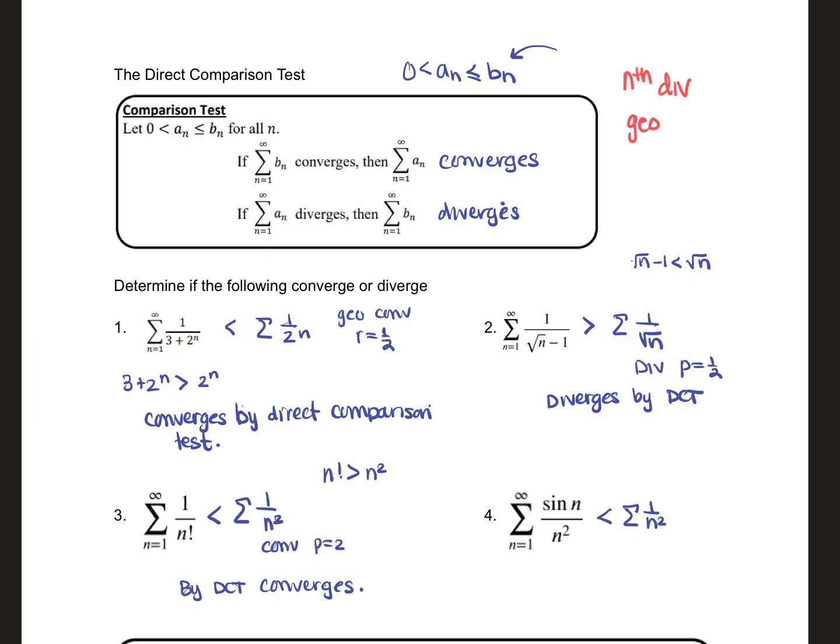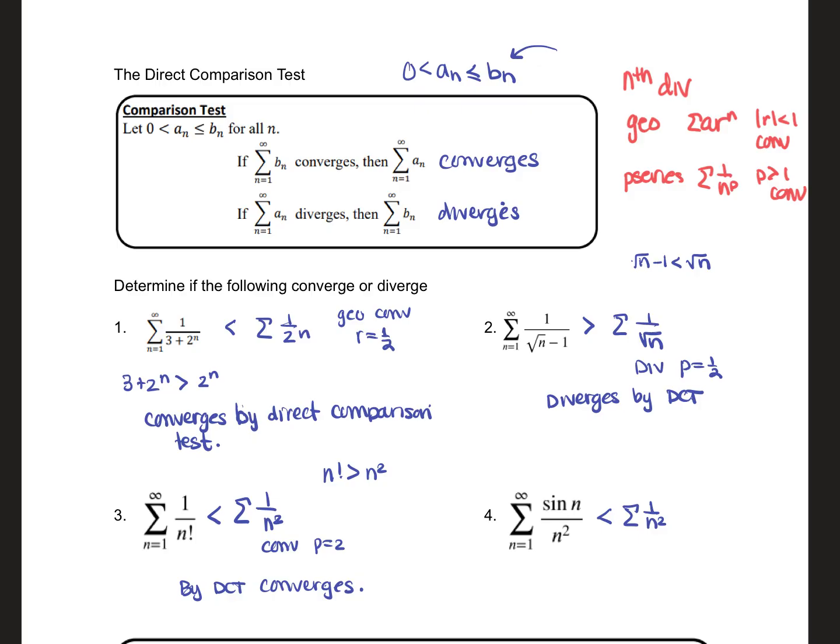We also had geometric. Geometric said that if you had something like this, it converged if the absolute value of r was less than 1, diverged otherwise. And the other one was p-series. P-series look like 1 over n to the p, and if p is greater than 1, it converged. So keep those in the back of your mind because those are kind of your basic ones.